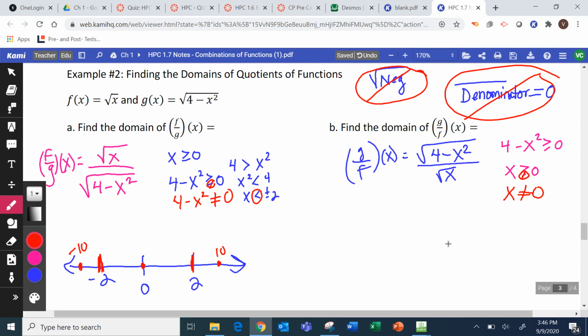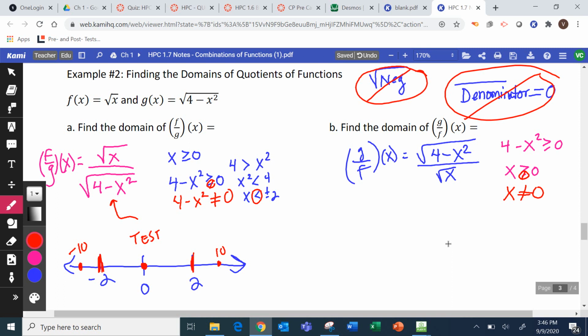So if we test, let's start with testing 0. That's the easy one to test. And we're just testing this in the denominator because my numerator can be 0. My numerator just can't be a negative number. So testing 0, 4 minus 0 squared gives me square root of 4, and that one's fine. So this one does work. Now, I just said that my numerator cannot be a negative number.